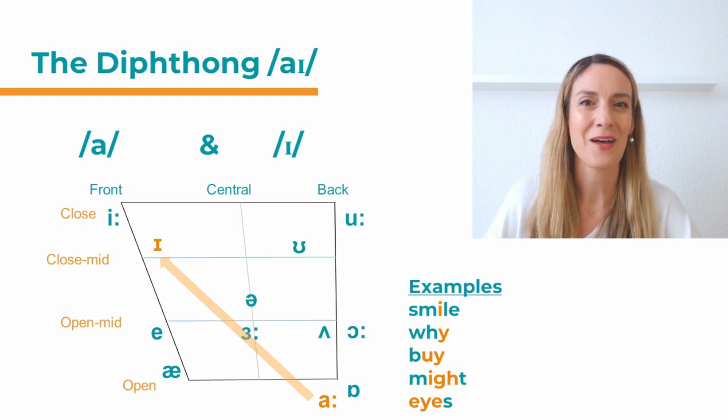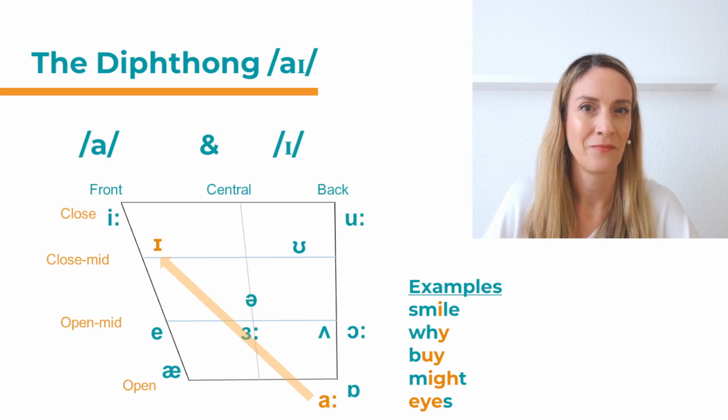Here are some examples, and I'm sure you know most of these words. For example, smile, why, by, might, eyes. All of these words contain the diphthong /aɪ/.